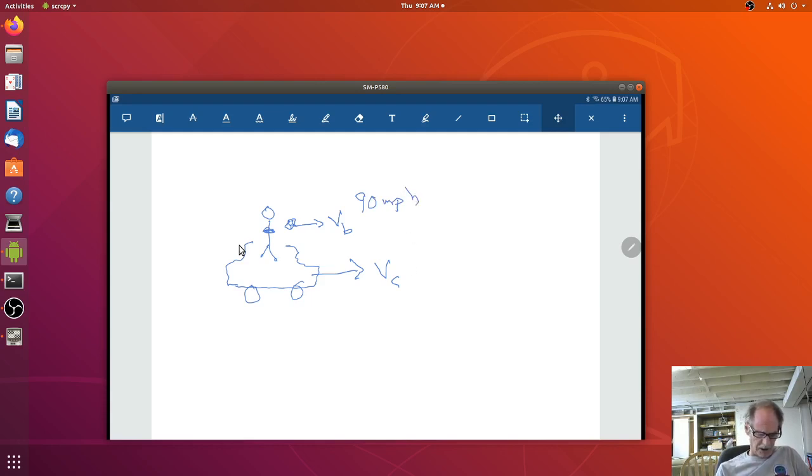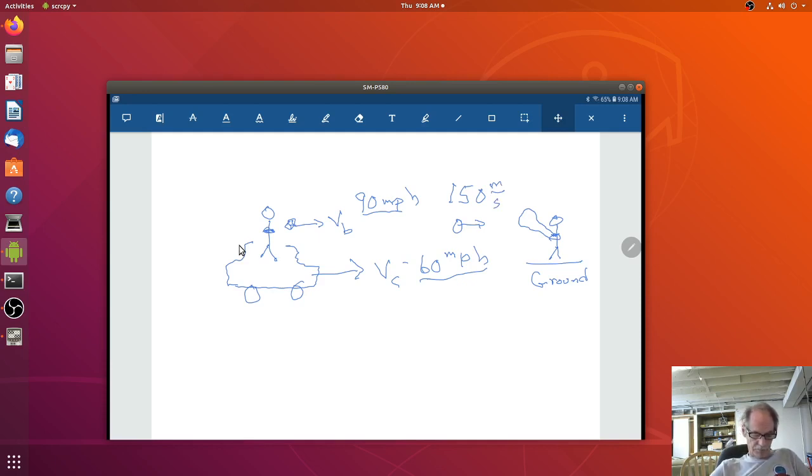The car is driving along haphazardly at about 60 miles per hour. And now we have a batter here, standing on the ground, holding a baseball bat. What speed does he see the ball coming at him? Well, I think you might believe that the car is moving 60 miles an hour, and the guy threw the ball at 90 miles an hour. This poor batter is going to see this ball coming at him at 150 miles per hour, and he's probably not going to hit it.